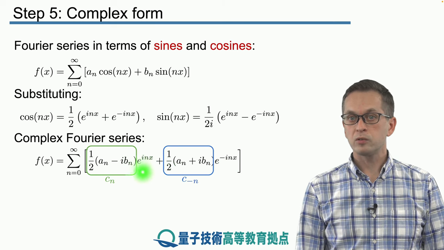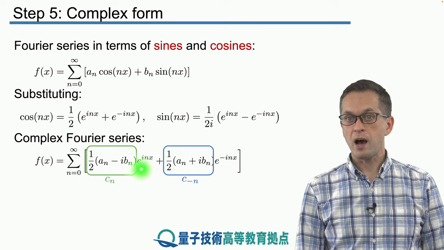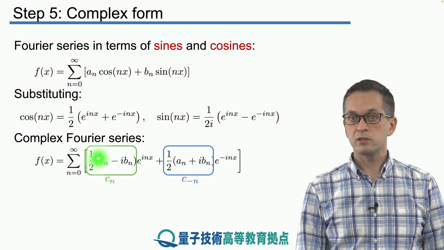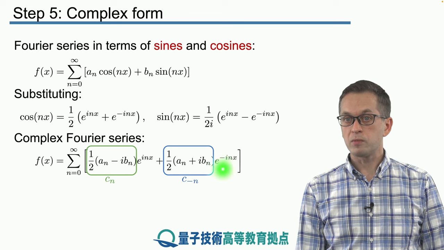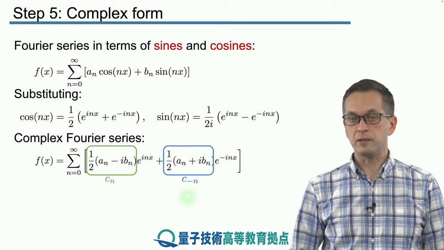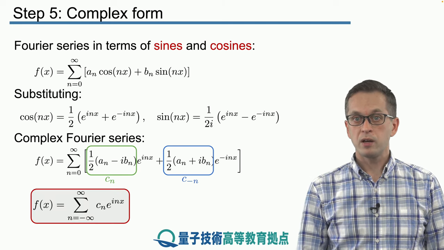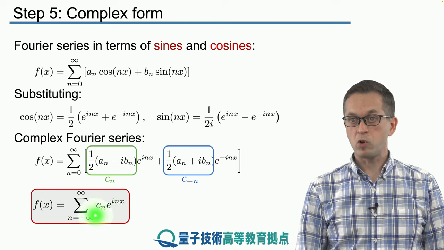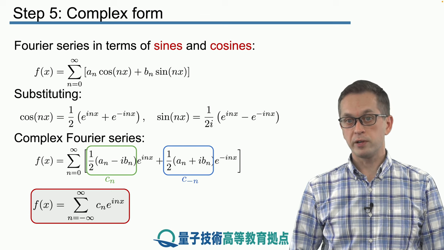So why are we doing that? We are doing that because now here we've got our basis functions in terms of these complex exponentials. Here we've got e to the inx. So we call this coefficient cn because it represents the nth harmonic frequency. While here we've got minus inx. Therefore, we label this combination of coefficients as c minus n. So you see, by moving into the complex form, now we can write the sum over n as going from minus infinity to infinity of some complex coefficients cn times our complex exponentials e to the power of inx. And this is the complex form for the Fourier series.